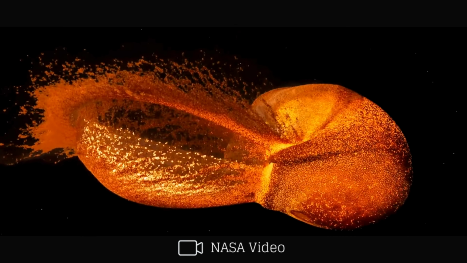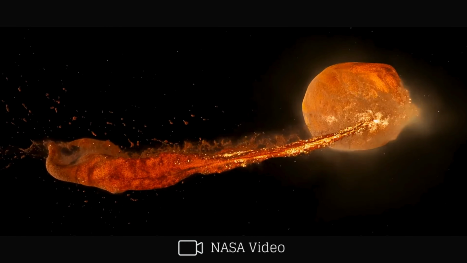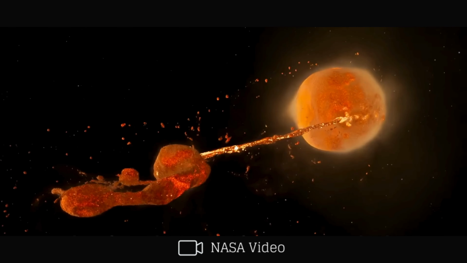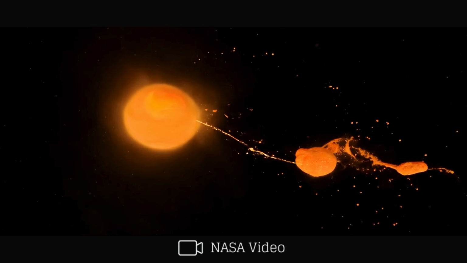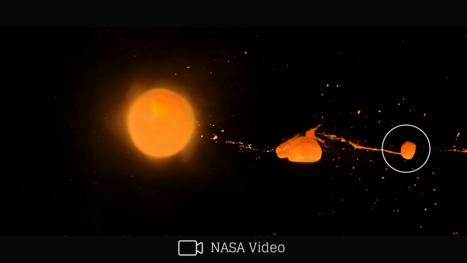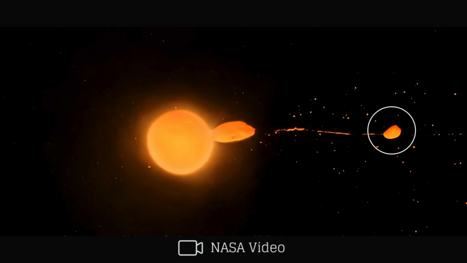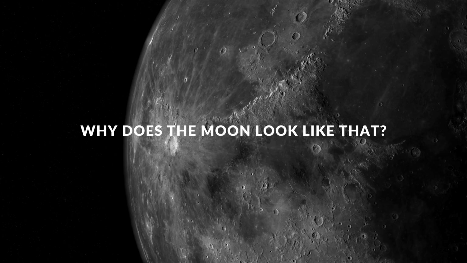In this video, we see a NASA supercomputer at work in a reconstruction of the event that led to the Moon's birth. Be that as it may, the Moon is there and enables life on our planet. But we will see this later. Why does the Moon look like this?